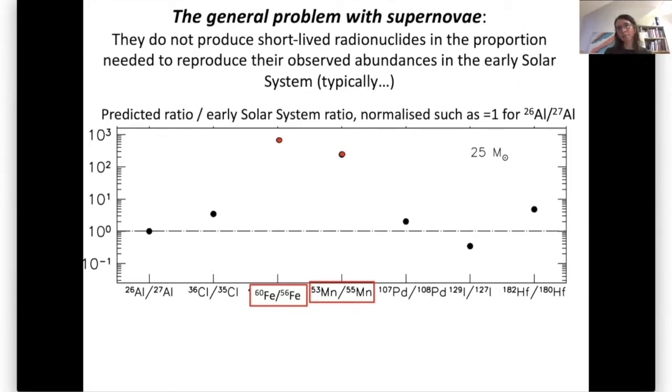If I take a typical supernova from a star of 25 solar masses, which is considered typical for this scenario, and I take the predicted ratio that I plot in the x-axis, divided by the early solar system ratio, which is what I want to match, I normalize such that I get for aluminum equal 1, so I get the right amount. You can see that I get 1,000 times more iron-60 than I need, and maybe 300 times more manganese-53. This is a typical supernova problem. These are typical supernova products.